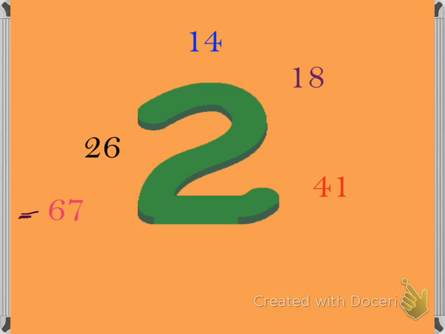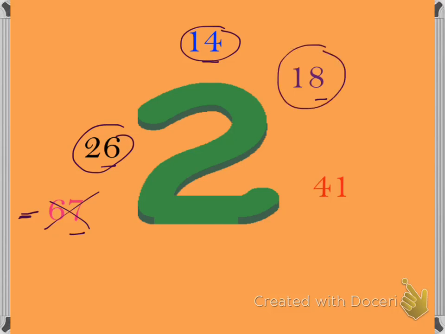So we'll start with 67 down here. We look at 67, it ends in a 7, not an even number, so 67 would not be divisible by 2. Next is 26. 6 is an even number, so that is divisible by 2. 14 ends in 4, which is an even number. Therefore, 14 is divisible by 2. Over here, 8 is an even number. That means 18 is divisible by 2. 41 ends in an odd number. Therefore, it is not divisible by 2.